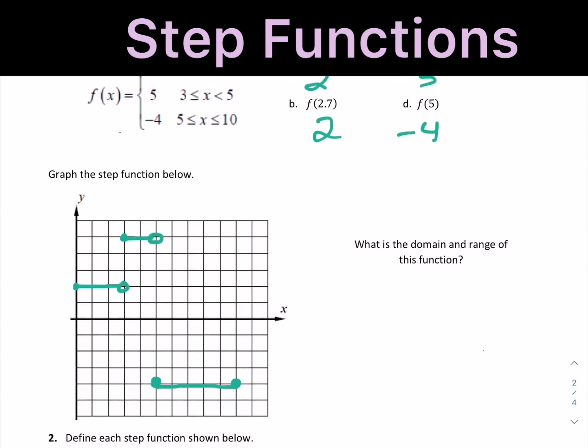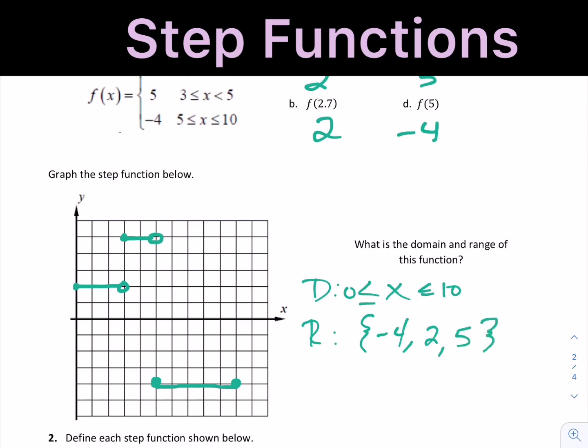The domain of our function goes from 0 all the way to 10, so we will say x is bound between 0 and 10, and the range of our function is simply just 3 values. It's 2, 5, and -4. Let's put them in numerical order. So -4, 2, and 5 are the only 3 outputs you will get, which makes sense now that f of 0 is at 2.